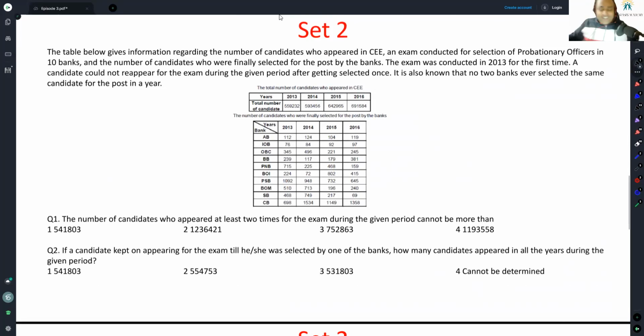Let's go to another case, which is a completely different world altogether. The table below gives the information regarding the number of candidates who appeared in CEE, an exam conducted for selection of probationary officers in 10 banks, and the number of candidates who were finally selected for the post by the banks. The exam was conducted in 2013 for the first time. The candidate could not appear in the exam during the given period after getting selected once. It is also known that no 2 banks ever selected the same candidate for the post in a year.